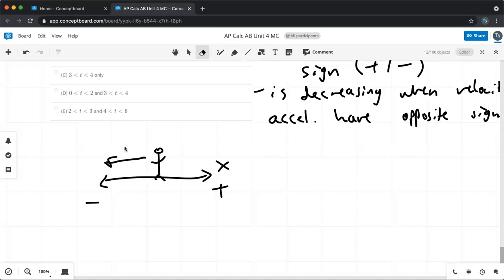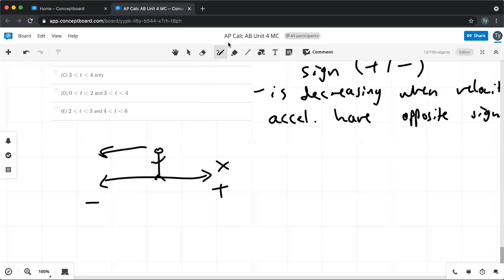If I'm slowing down and I'm going in the positive direction, that means my velocity is positive, but my acceleration should be negative because it should be taking my velocity towards 0. Similarly, in the negative direction, my velocity is negative. So if I'm slowing down, my acceleration should be positive because it's taking my velocity towards 0.